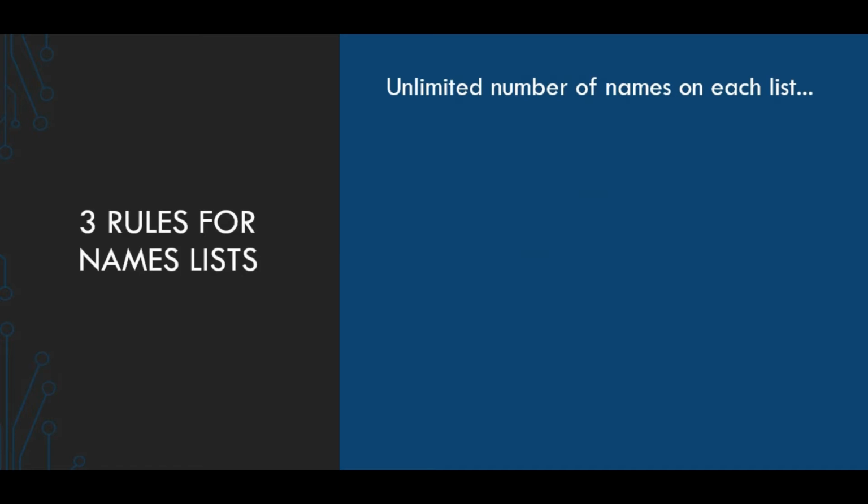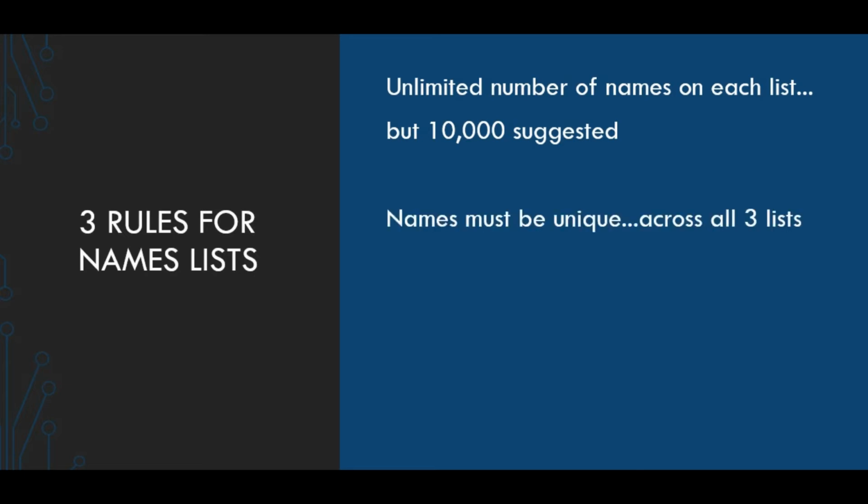Now there's some rules when it comes to QuickBooks Online. You have unlimited names and unlimited amounts that you can actually add. But after you get to about 10,000, it does slow things down. So try and keep that list down to about 10,000.